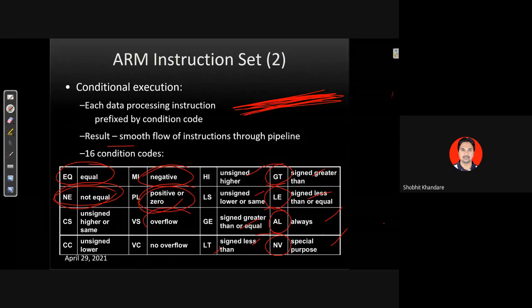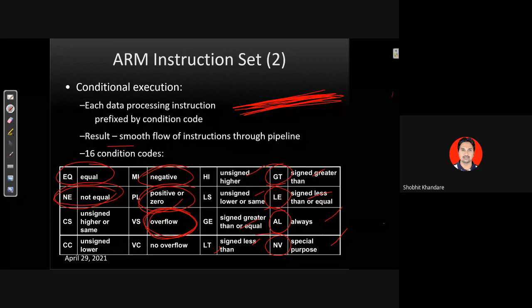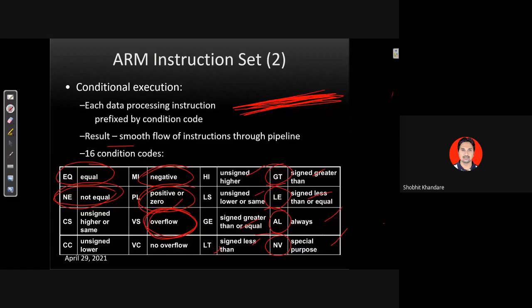Now this is jump if overflow. If you know the size of a register is 32 bit and the result is also 32 bit, but if your result goes more than 32 bit, then there is an overflow. And when you have an overflow, then execute the next instruction.